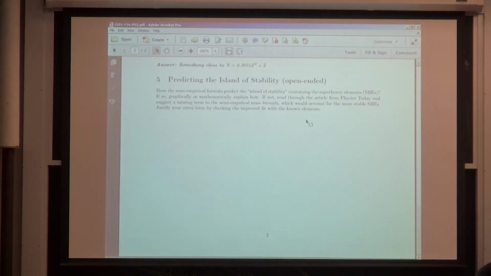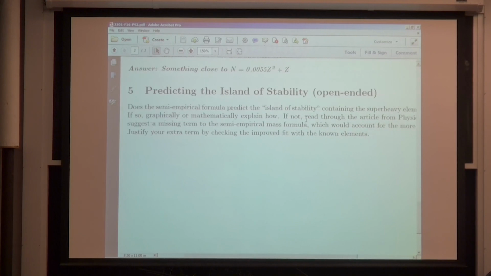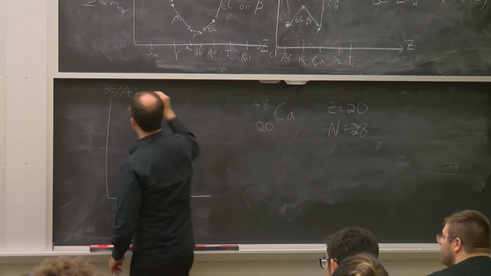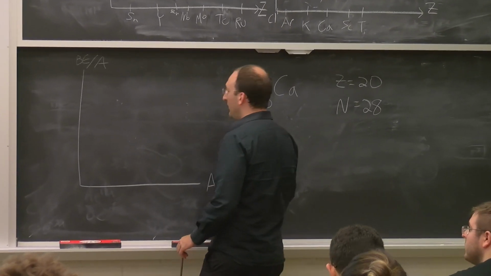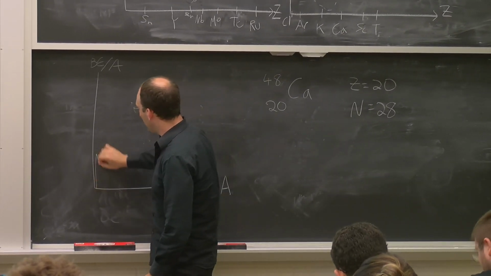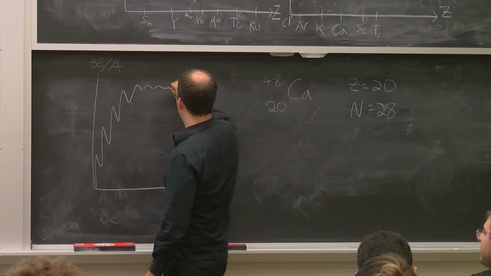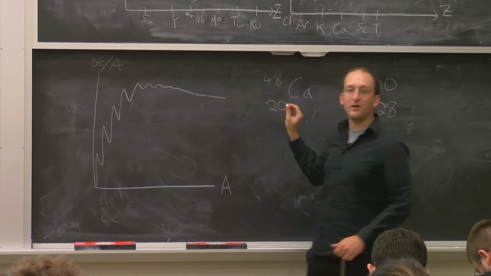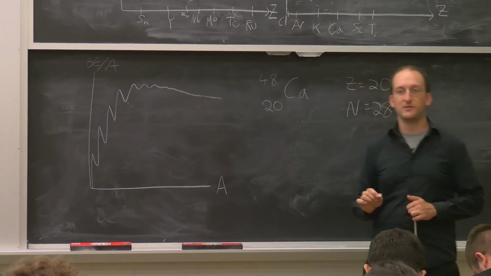Predicting the island of stability. Does the semi-empirical mass formula predict the island of stability? Well, let's start you off with the easier part of the question, which is yes or no. And I'm going to leave you to the why and the how. If we graph binding energy per nucleon versus mass number, the semi-empirical mass formula predicts something like this. What happens as we go beyond the realm of known mass numbers?